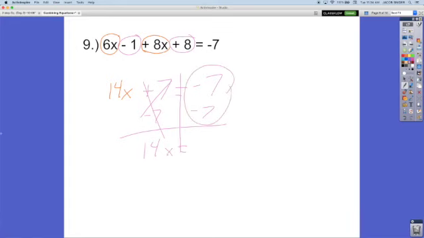Signs are the same. We add them and keep the sign. 7 plus 7, 14, but keep the sign. Negative 14. And last but not least, divide because they're being multiplied. Don't lose your negative sign here. Don't lose it. I got a negative 14 divided by a positive 14. Negative 1.